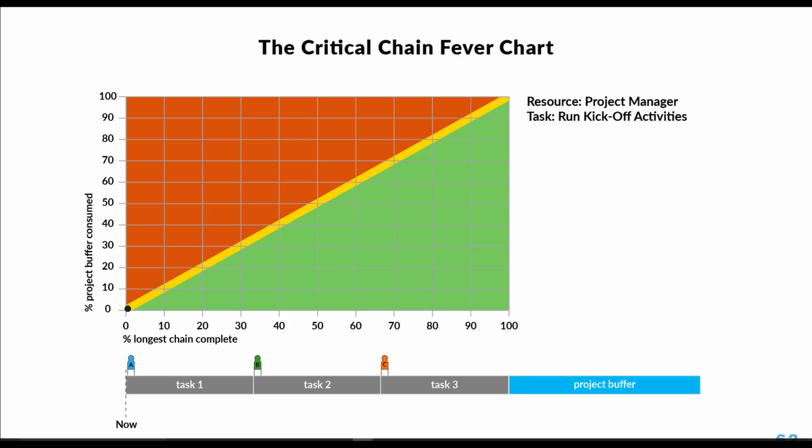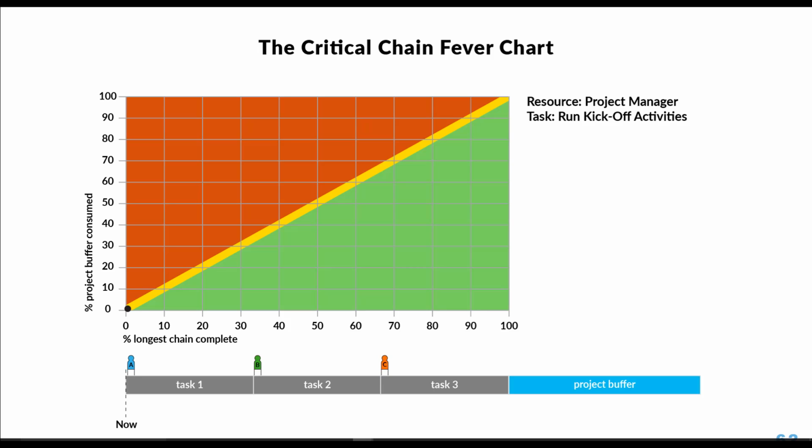The fever chart is just such a mechanism. What you see is a graph which has the percentage buffer consumed on the y-axis and the percentage chain completed on the x-axis. The graph is split into three, the green, yellow, and red zones.